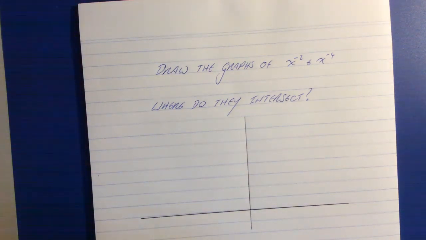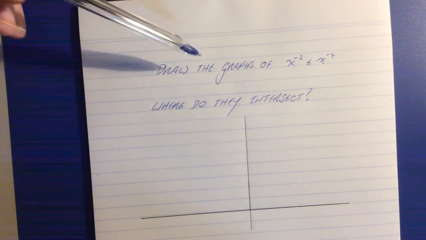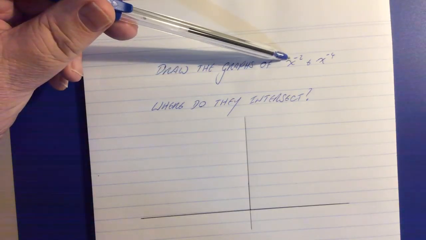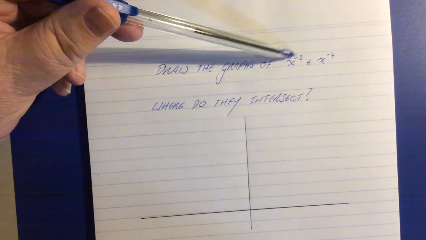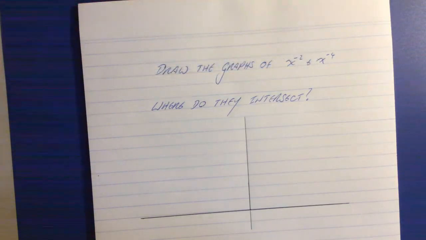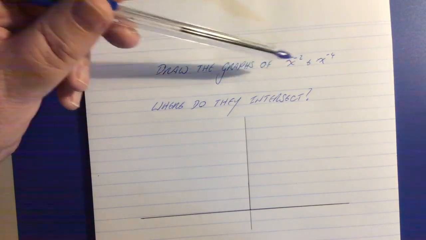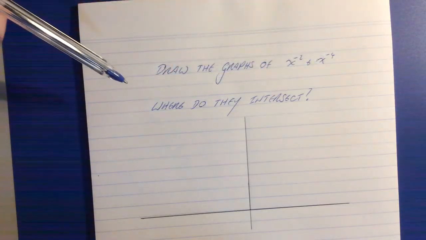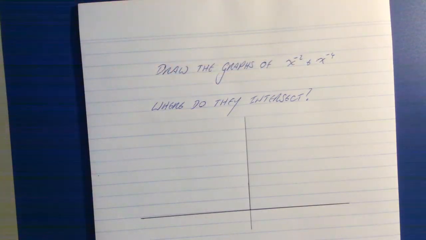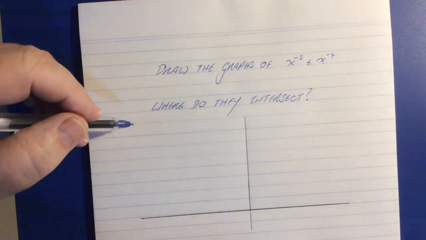Hi, I'm an old guy and I do maths, and our task today is to draw the graphs of x to the power of negative 2 and x to the power of negative 4, y equals x to the negative 2, x to the negative 4, and to find out where they intersect. The reason we're looking at this is because a student of mine saw these and asked about them. So let's just get into this and see what we can do.